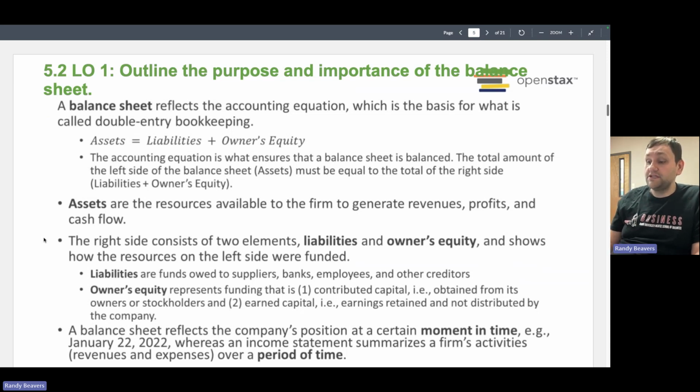So note that the balance sheet reflects the company's position at a certain period or moment in time, whereas the income statement is going to summarize a firm's activities over a period of time. Okay. Note that the left side of the balance sheet is going to show the assets in order of liquidity, meaning how quickly we can turn something into cash. Because the cash balances of a firm are already in cash, cash is necessarily then listed as the first asset on the balance sheet.